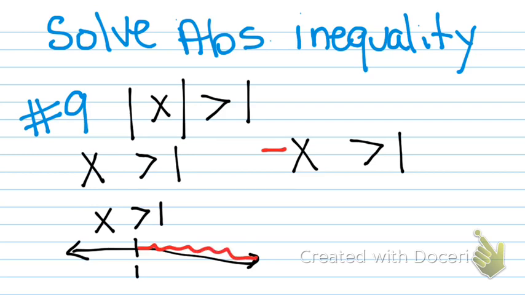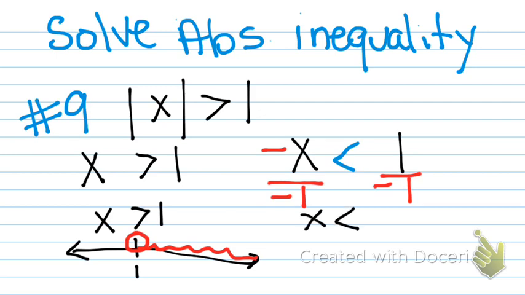But it does not include 1, so we draw an open circle. In the other problem, x is not by itself, so we need to get x by itself. So we divide by negative 1. But when we divide or multiply by a negative 1, we have to remember to flip the inequality. If you forget to flip the inequality, it produces the wrong answer. Therefore, x must be less than negative 1.